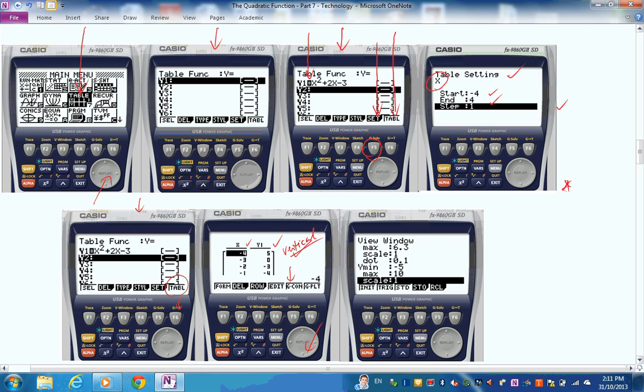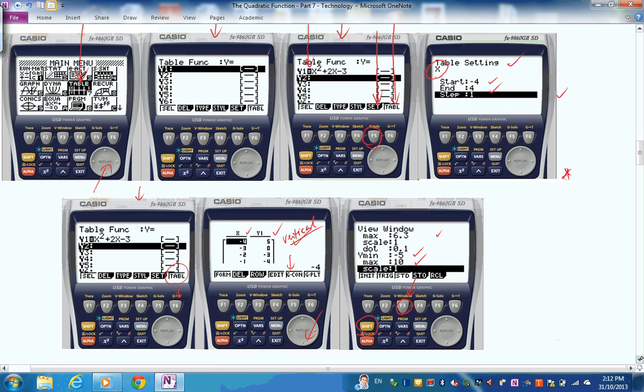So before we do that, let's go to Shift and F3 to get the view window. And I've got this view window here. This is the initial view window, x min -6, 6.3, and I've added a little bit more here. I've gone further in the y from -5 to 10, just to open up that window a bit. Okay, you'll see why in a minute.